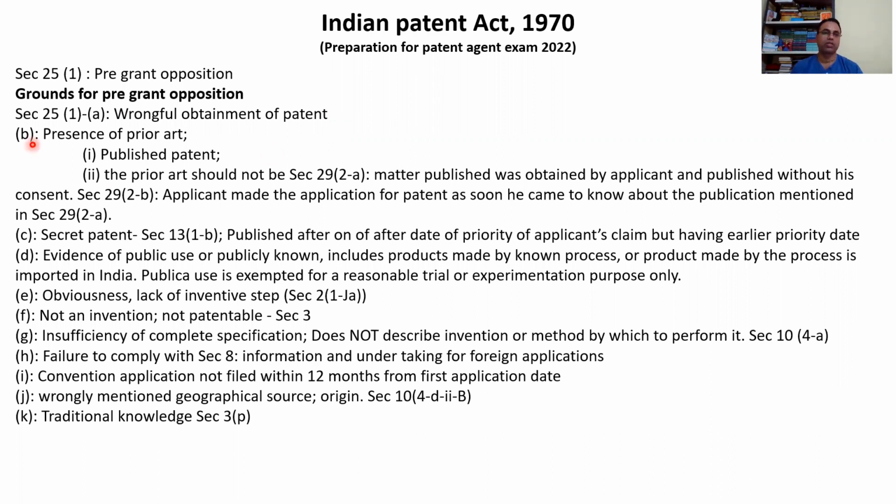And B, presence of prior art. If it is published, you can also cite the published patent, or the prior art should not be, under section 29A, matter published that was obtained by the applicant and published without his consent, and the applicant made the application for the patent as soon as he came to know about the publication mentioned in section 29A. So the presence of prior art and the published patent, and the prior art should not be what it says.